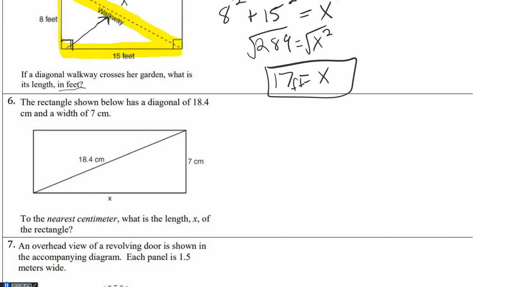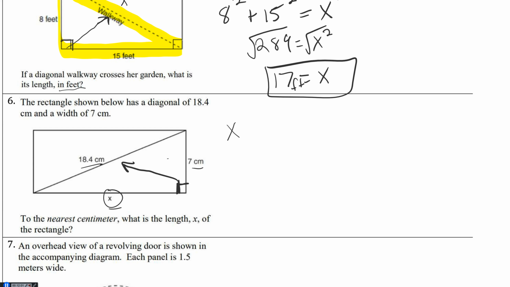For number 6, the rectangle shown below has a diagonal of 18.4 centimeters and a width of 7 centimeters. To the nearest centimeter, what is the length x of the rectangle? So again, this is a Pythagorean theorem problem because in a rectangle I have right angles. So this on the right here is a right triangle. And I ask myself, am I missing the hypotenuse or am I missing one of the legs? In this case, I have the side across from the right angle, so I'm missing one of the legs.